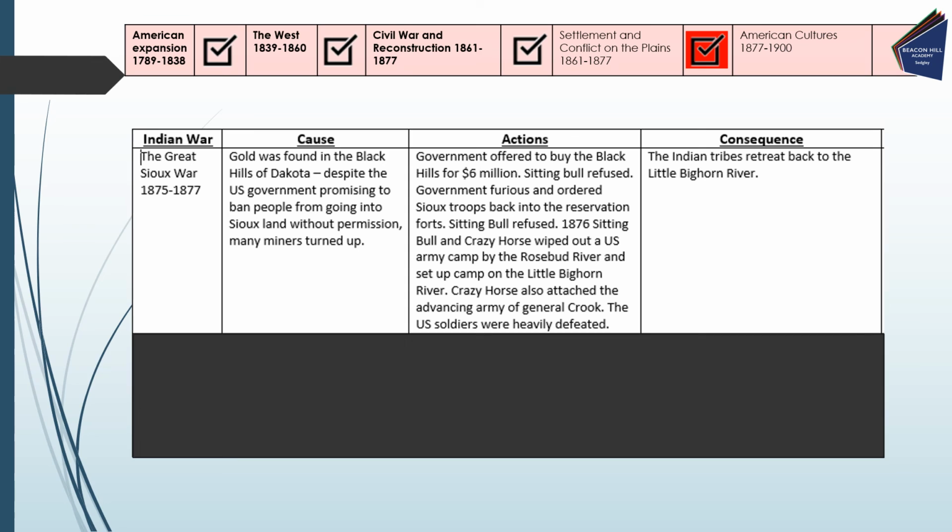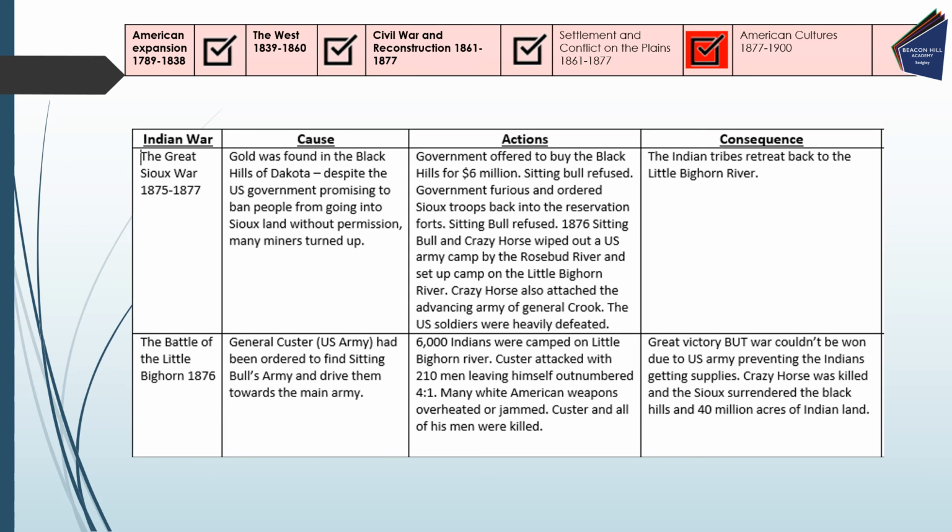We also have, as part of the Great Sioux War, the Battle of the Little Bighorn, which is in 1876. So this is a battle to know about within the Great Sioux War. And we had General Custer, who was part of the US Army. He had been ordered to find Sitting Bull's army and drive them towards the main group of soldiers. In terms of action, 6,000 Indians were camped on the Little Bighorn River. Custer attacked with 210 men, leaving himself outnumbered 4-1. Many white American weapons overheated or jammed, and Custer and all of his men were killed. So this looks like it was a huge victory for the natives.